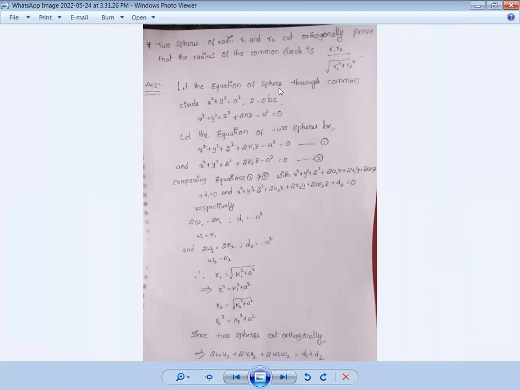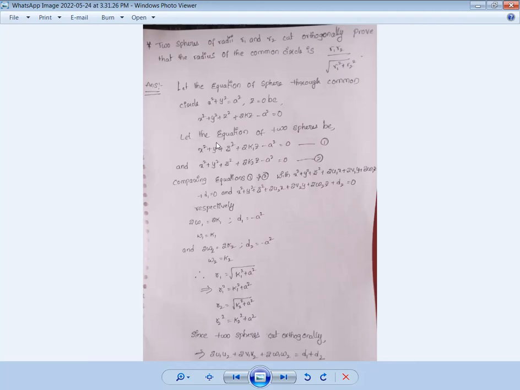Let the equation of sphere through common circle be... What is the common circle? Already they have given the circle equation, that is x square plus y square is equal to a square, comma z is equal to b. Let the equation be x square plus y square plus z square plus 2kz minus a square is equal to 0. First we have to let this equation.